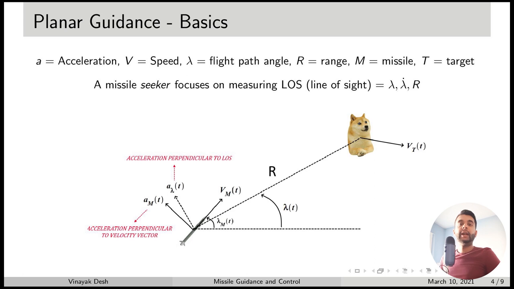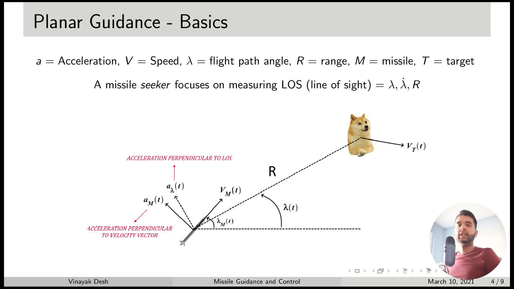If you look at the missile M, you have to distinguish between A_M and A_lambda. Lambda is the flight path angle, and this will change. But A_M is perpendicular to the velocity vector. When you define missile guidance commands, you have to actually determine A_M or A_lambda, and we will look at this after. The target could be moving at V_T or some velocity, it's a maneuvering target, so you'll have to take that into consideration.